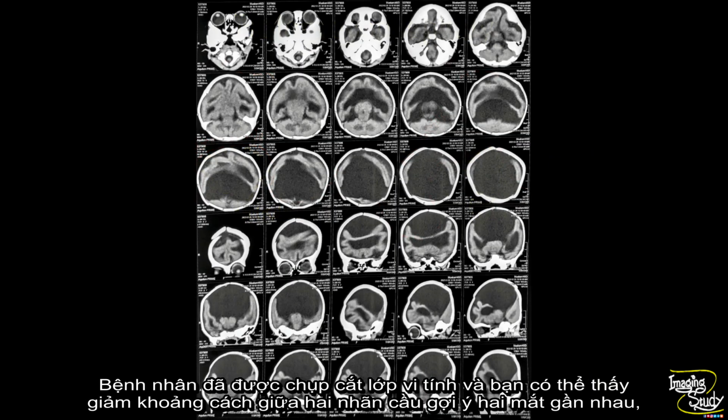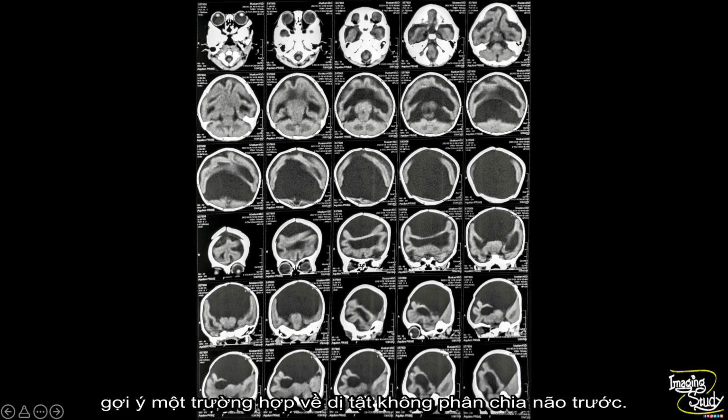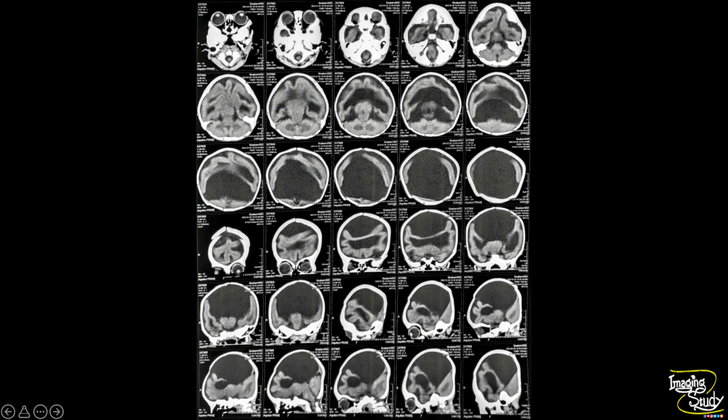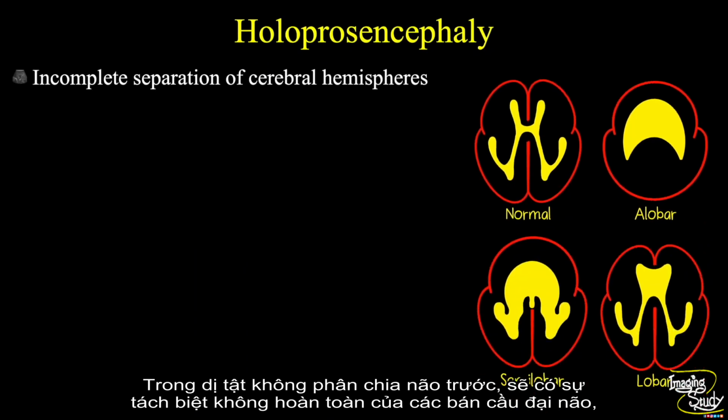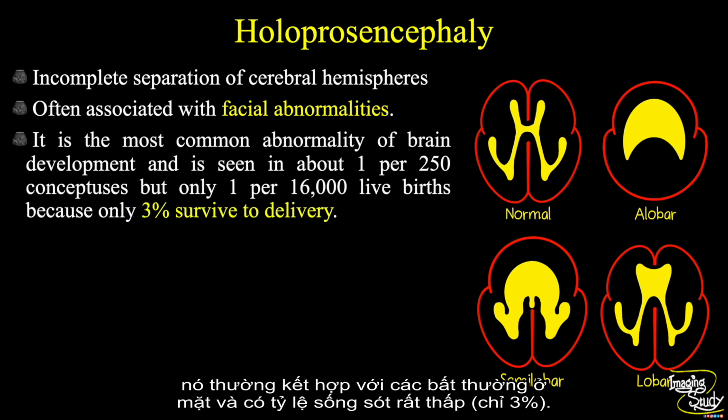This patient had gone through a CT scan where you can see the space between two eyeballs is decreased, indicating hypotelorism. And you can see a monoventricle with absence of interhemispheric fissure and fused thalami, indicating it as a case of holoprosencephaly. In holoprosencephaly, there will be incomplete separation of the cerebral hemispheres. It is often associated with facial abnormalities and has a very poor rate of survival. Only 3% survive to delivery.